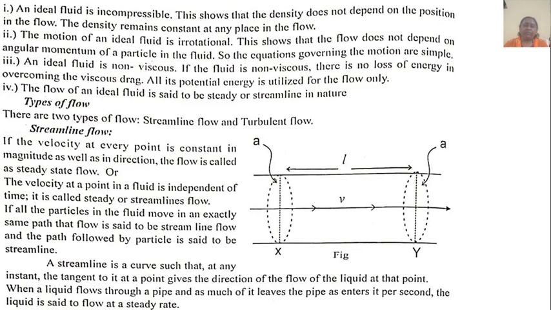When a liquid flows through a pipe and as much liquid leaves the pipe as enters it per second, the liquid is said to flow at a steady rate.